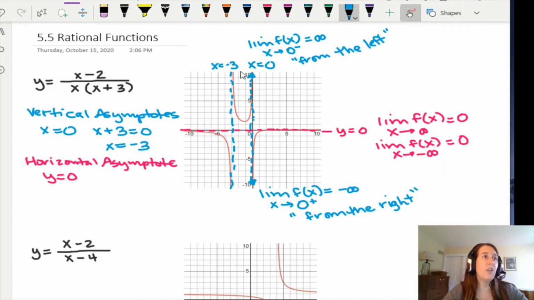Okay, let's try the same thing looking at that x equals negative 3 asymptote. If we're looking over here, here is the graph. It's going up.